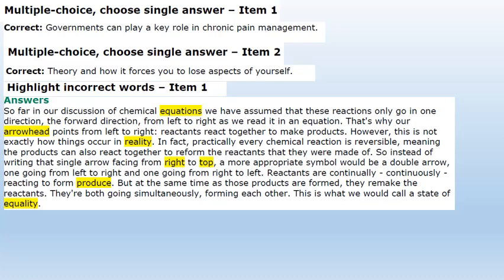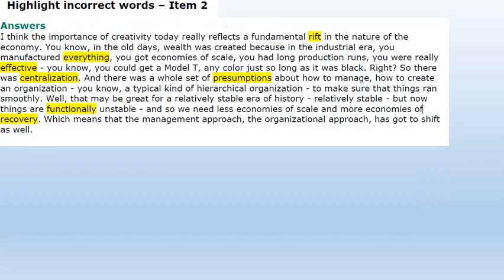Highlight incorrect word for item number 1. The first incorrect word is equation, then we have arrowhead, reality, then we write, top, produce, quality. Highlight incorrect words, item number 2. First is rift, second is everything, effective, centralization, presumptions, functionally, recovery.